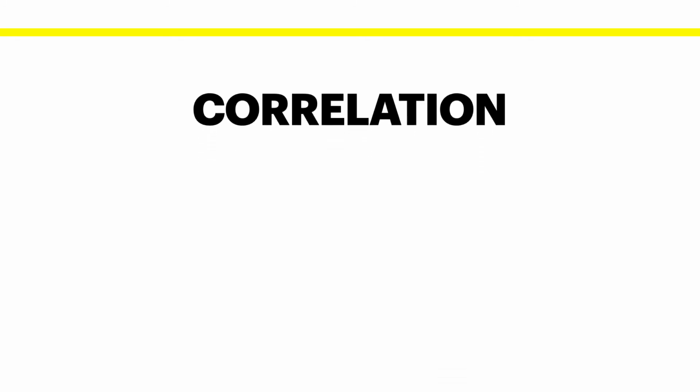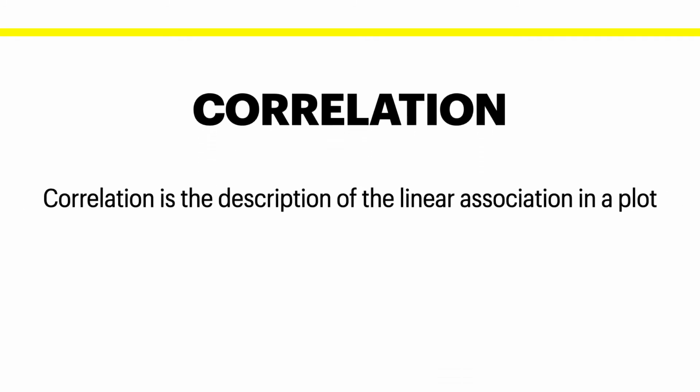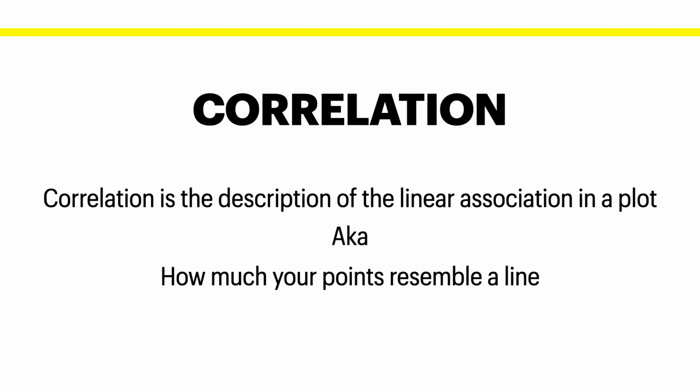All right. So there's another thing that we need to understand from the way a line behaves, and that's something called correlation. In statistics and other fields, correlation is basically us trying to understand the description of the linear association in a plot, aka how much your points resemble a line. For you guys who have handled scatter plots already, sometimes your points in the graph will resemble some sort of line or curve. Sometimes the easiest way to build a correlation with that is with a line of best fit.